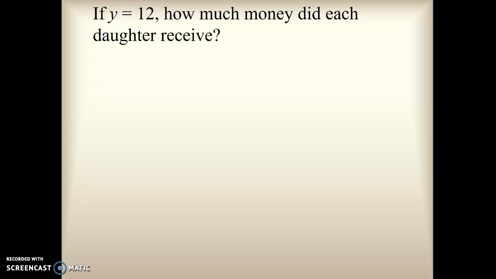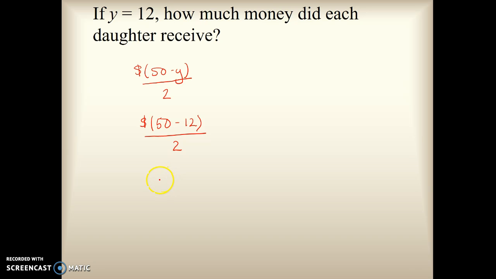All right, well, now we're being asked to substitute in a value for y. So it says if y equals $12, how much money did each daughter receive? So our first step, of course, is to write our formula from the last slide. So it was 50 minus y over 2. Now we are going to substitute in 12 for y. So we've substituted in 12. Now we have $50 minus 12 divided by 2. And now we're going to solve it.